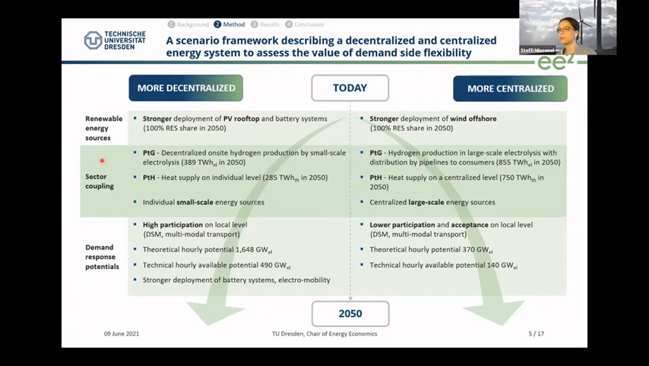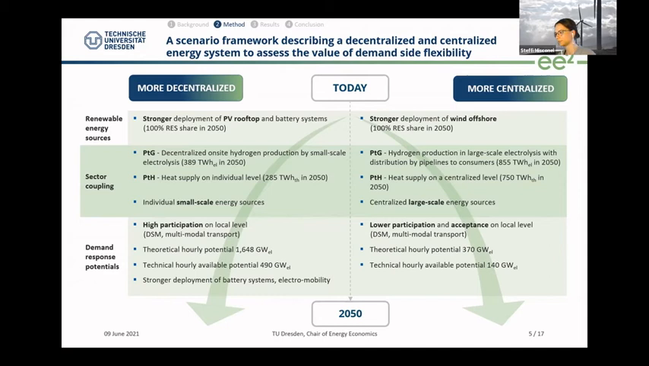Sector coupling is implemented by modeling power to gas and power to heat, which has to fulfill the hydrogen demand and the district heat demand in both scenarios. Here, the hydrogen demand and the district heat demand is given and is almost twice as high in the centralized scenario compared to the decentralized scenario. Further, the decentralized scenario is characterized by individual small-scale energy sources compared to the centralized scenario, which is characterized by large-scale energy sources. And finally, the demand response potentials are higher in the decentralized scenario because there's a higher participation and higher level of acceptance on local level for demand response applications compared to the centralized scenario where the acceptance is lower. And the higher demand response potential is mainly characterized by a stronger deployment of battery systems and electromobility.